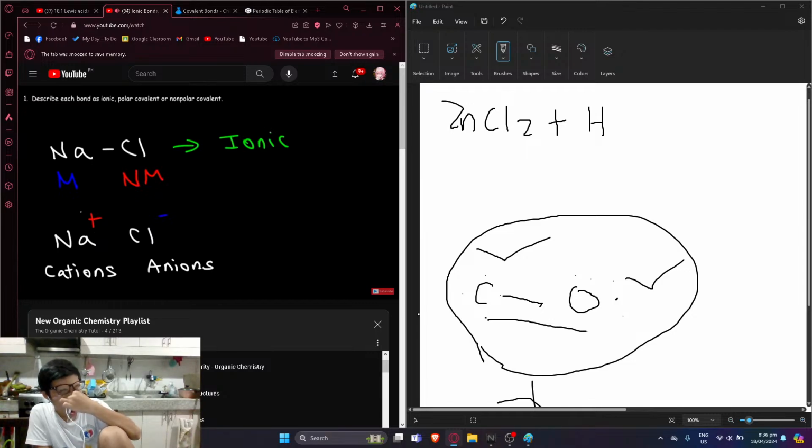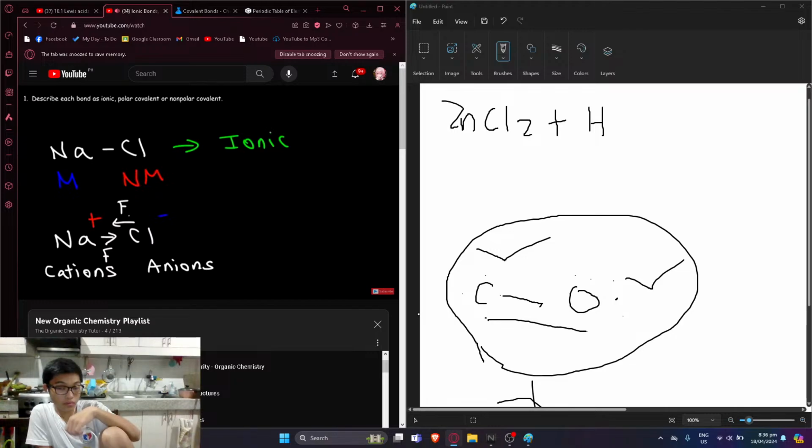We know that opposite charges attract, and so there is an electrostatic force of attraction that keeps these ions held together, and that makes the ionic bond. So typically, whenever you have a metal mixed with a nonmetal, ionic interactions are usually created.